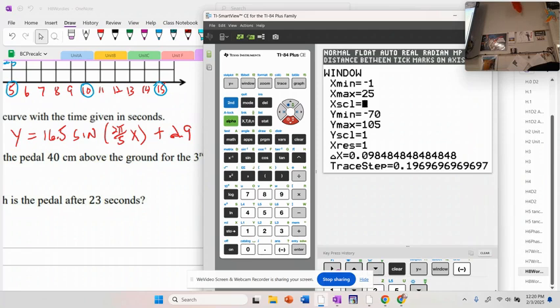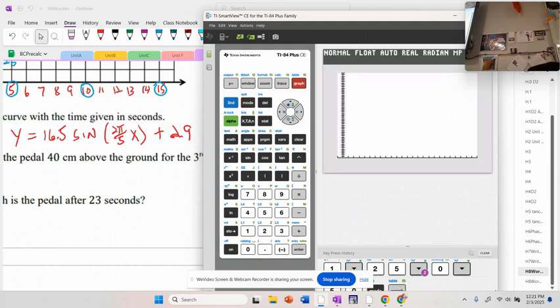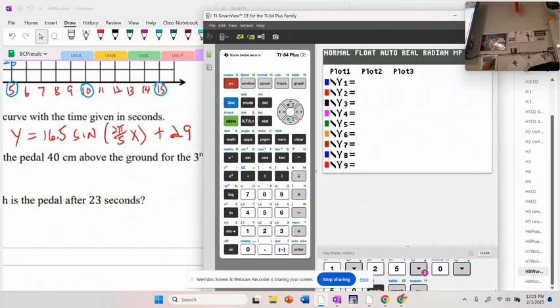And then what was my low? It was like 12, so I could go 0. And what was my high? 45, 50, right? Was that not quite 50? And then, what is my mode? I'm in radians, so I'm good. Let's see this graph. Uh-oh, what did I do? Something's wrong.